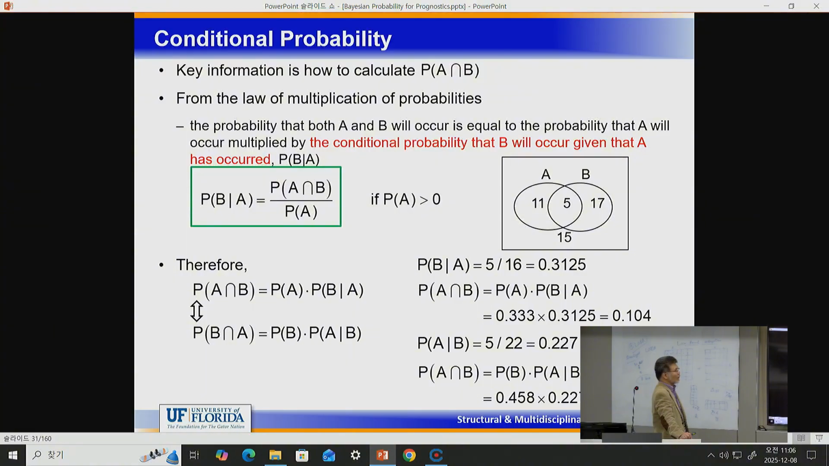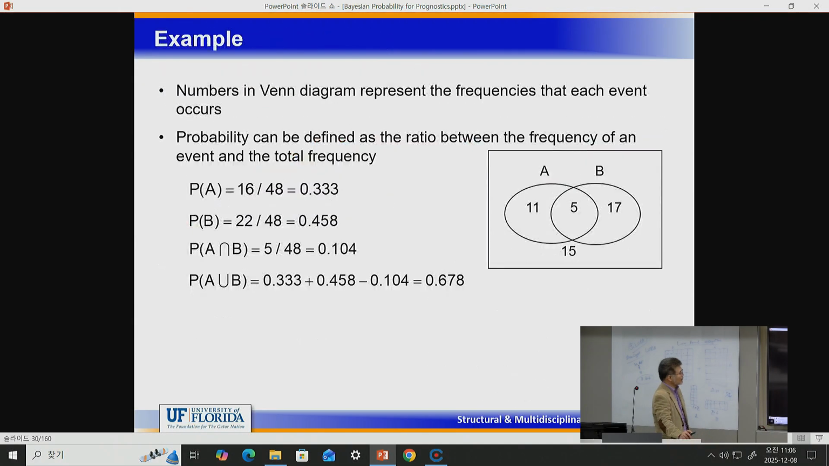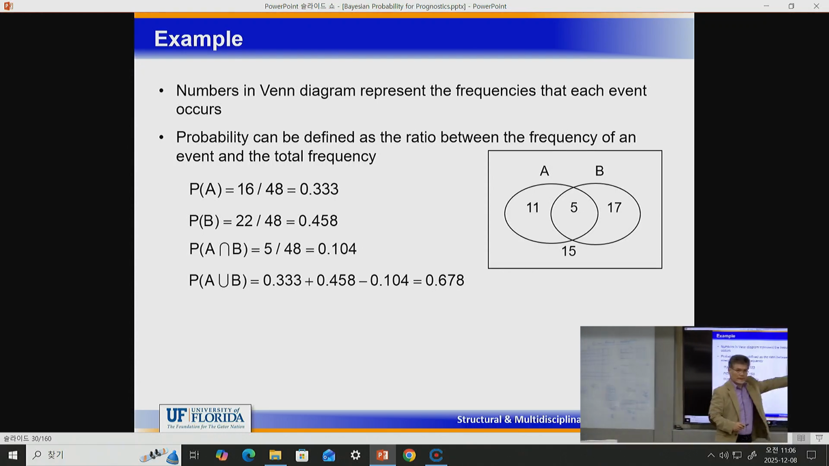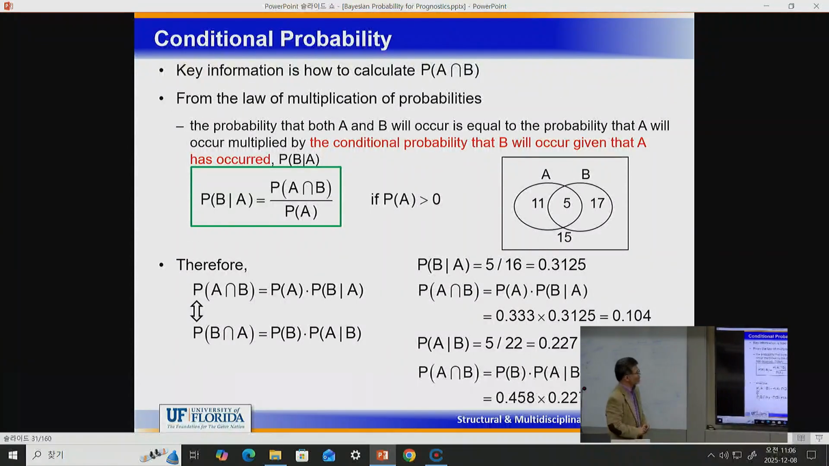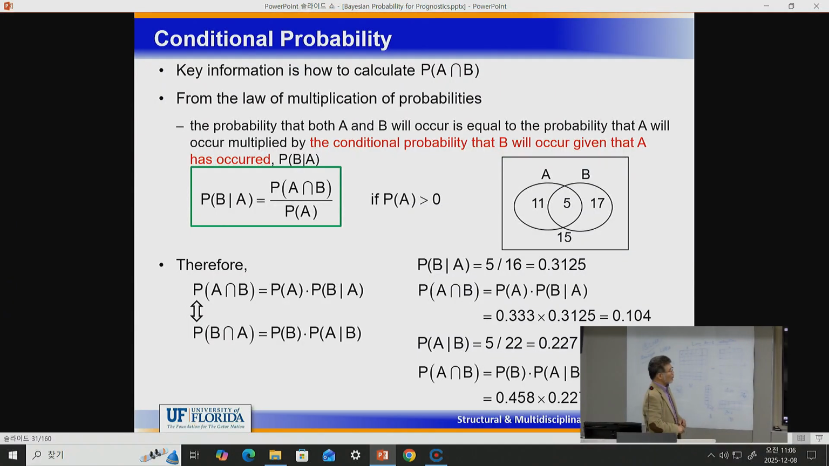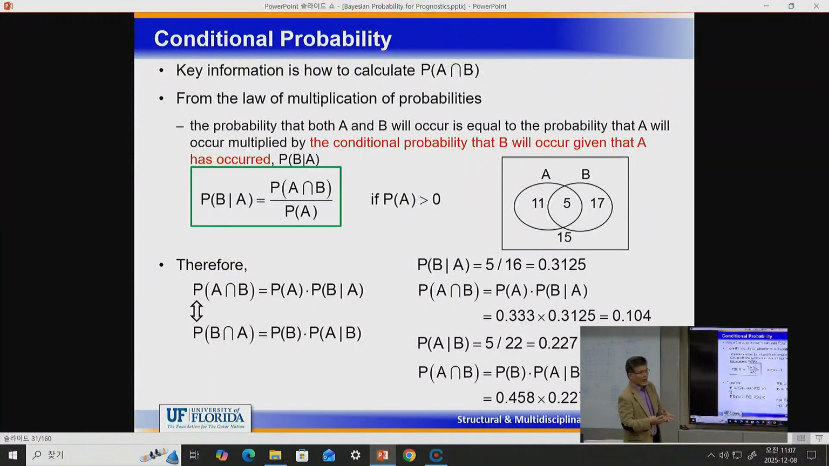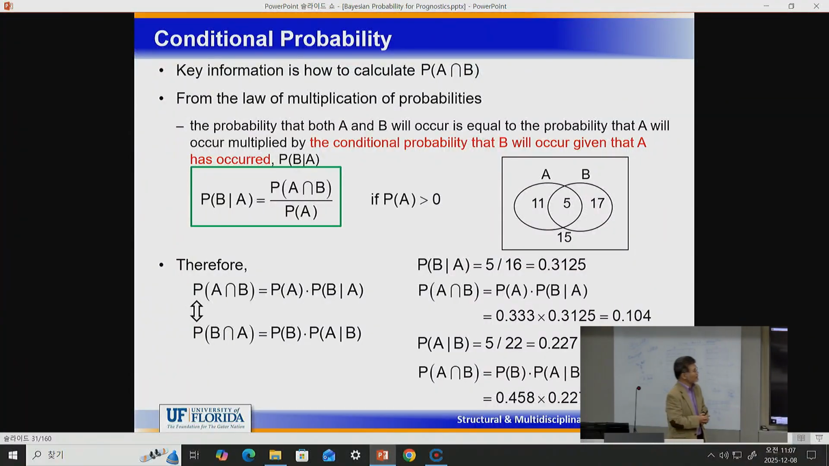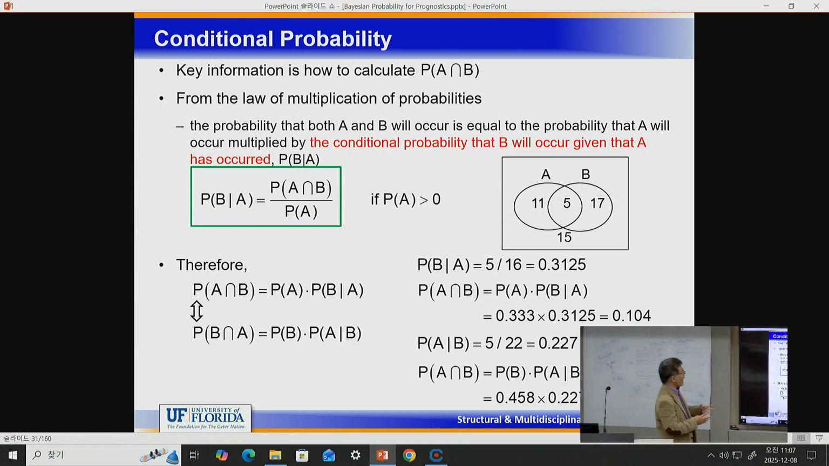Conditional probability. Let's go a little bit slowly. The key information is how to calculate the intersection. From the law of multiplication of probability, the probability that both A and B will occur, which is the definition of intersection, is equal to the probability that A will occur multiplied by the conditional probability that B will occur given that A has occurred.